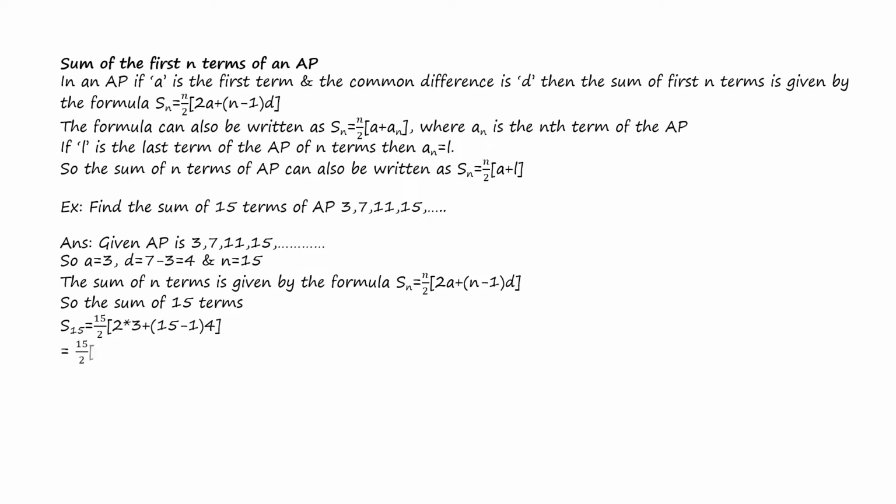So the sum of 15 terms is denoted as S15 equals 15 by 2 into (2 into 3 plus (15 minus 1) whole into 4). So on solving we get S15 equals 465. So the sum of the 15 terms in the given AP is 465.